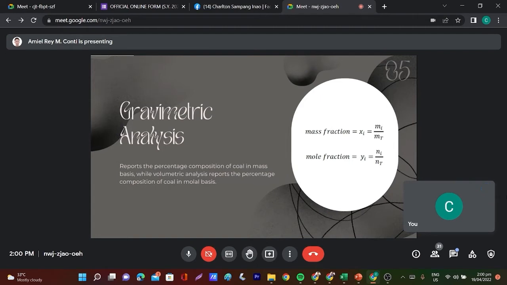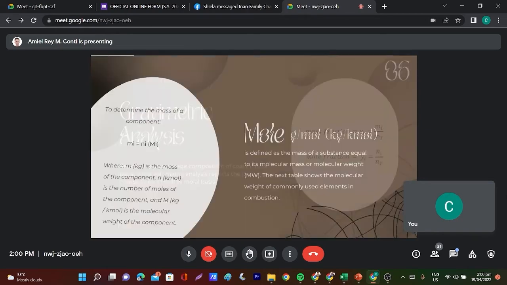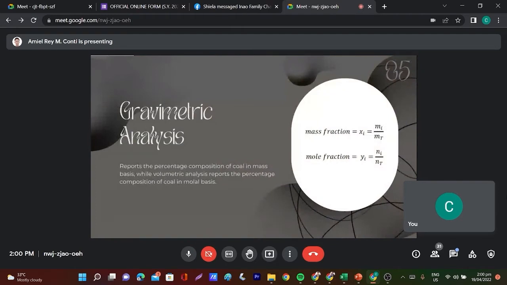The formula is X sub i equals M sub i over M sub T, where X sub i is the component of the coal or fuel, M sub i is the mass of the component, and M sub T is the total mass. Then the next analysis is volumetric analysis, which reports the percentage composition of coal on a molal basis. It focuses on the mole fraction, where Y sub i is the percent mole of the component, N sub i is the number of moles, and N sub T is the total number of moles.